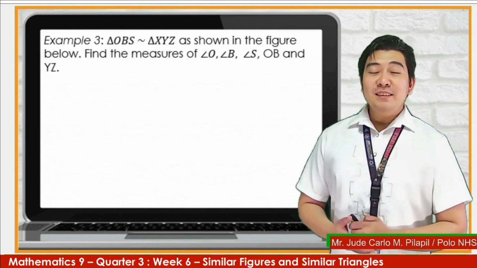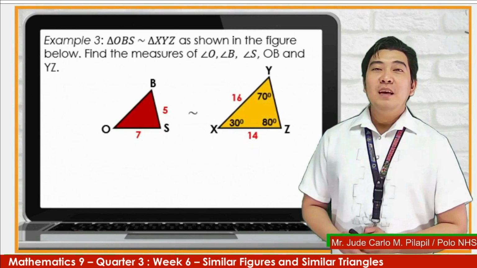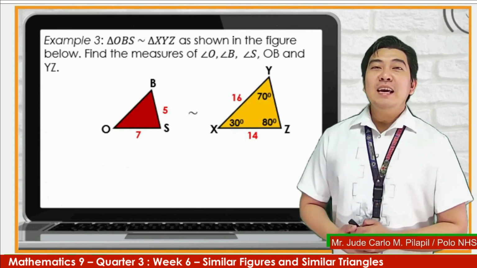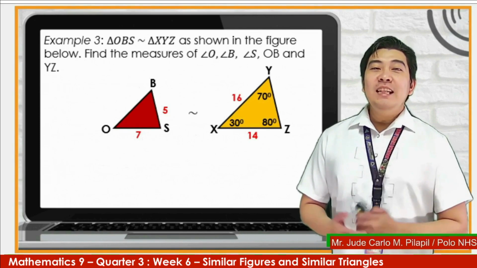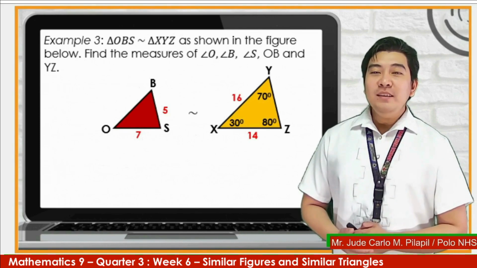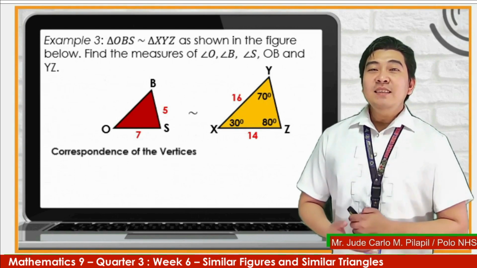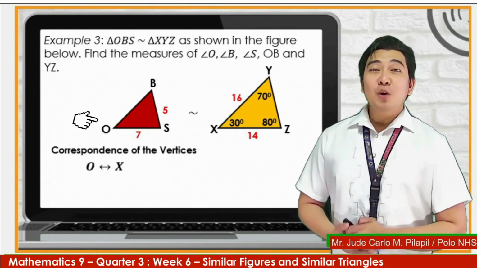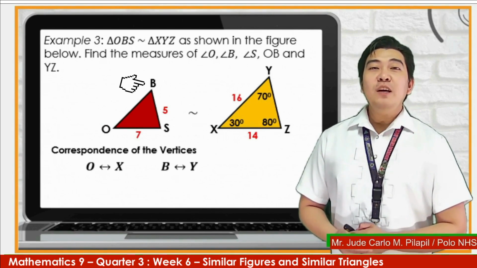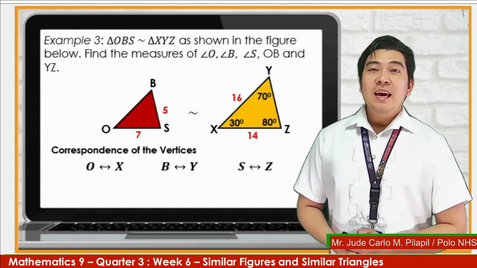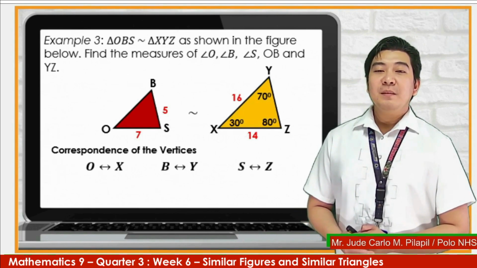Triangle OPS is similar to triangle XYZ as shown in the figure. Find the measure of angle O, angle P, angle S, the length of OP, and the length of YZ. From the similarity statement and the figures, we can say that vertex O corresponds to vertex X, vertex P corresponds to vertex Y, and lastly, vertex S corresponds to vertex Z.